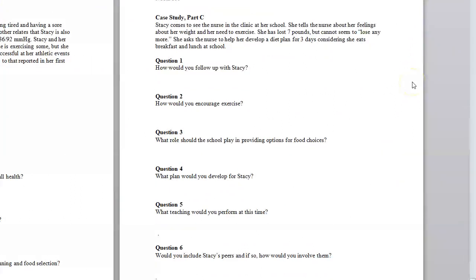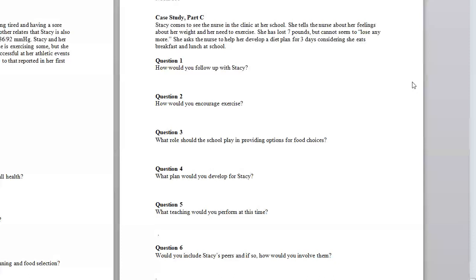Stacy comes to the nurse in the clinic at her school. She tells the nurse about her feelings, about her weight, and her need to exercise. She's lost 7 pounds but cannot seem to lose any more. She asks the nurse to help her develop a diet plan for 3 days, considering she eats breakfast and lunch at school. So, how would you follow up with Stacy?